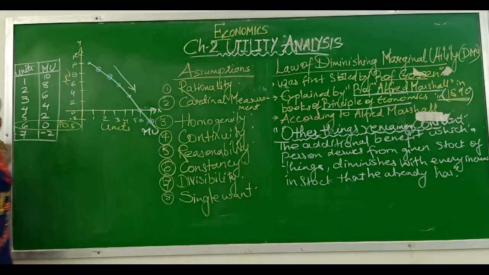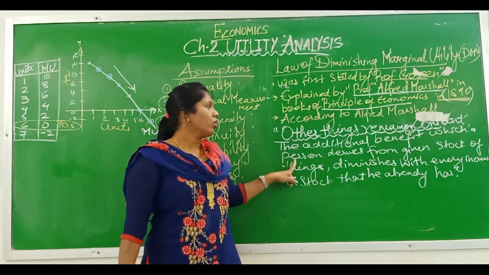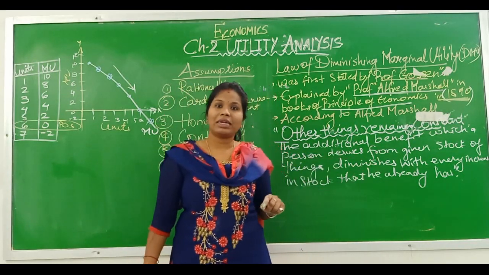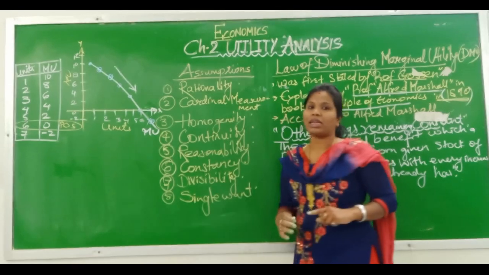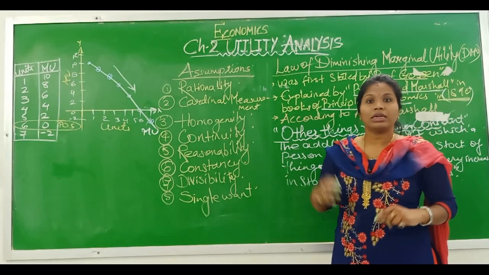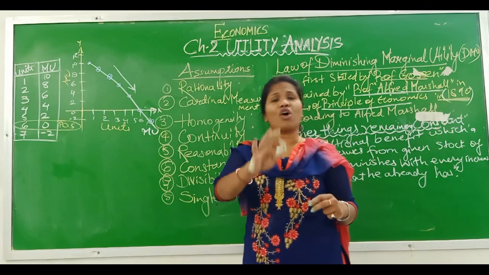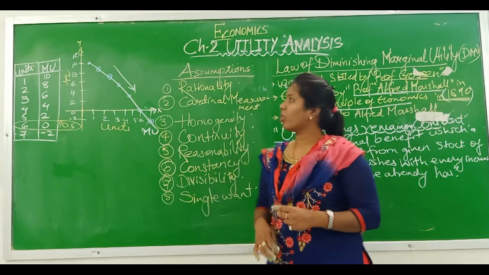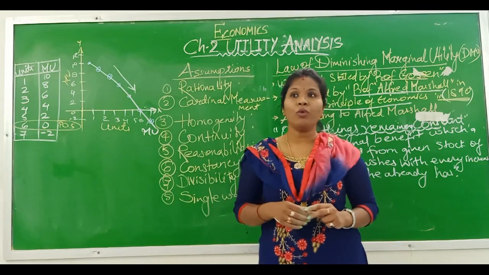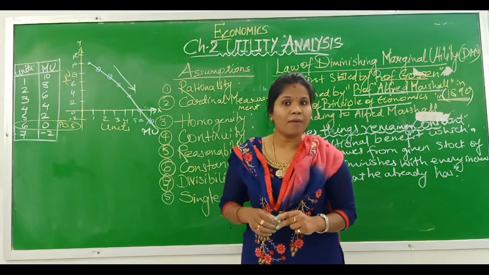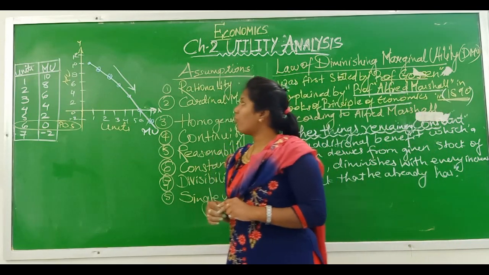Why is it downward? Because the additional benefit which a person derives from a given stock of a thing diminishes with every increase in the stock. Whatever marginal utility he was getting was declining. Why was it declining? Because the stock was increasing and that stock he was already having. So on the x-axis we will plot units, on the y-axis we will plot MU. We can see a downward slope from left to right.